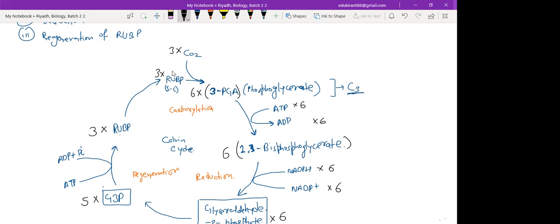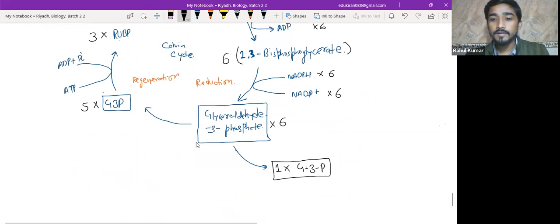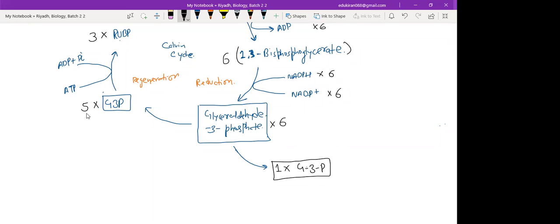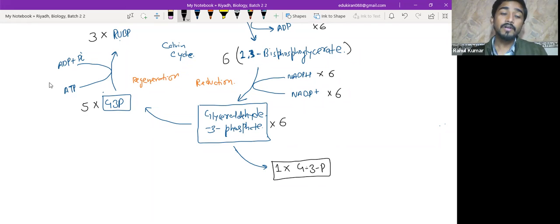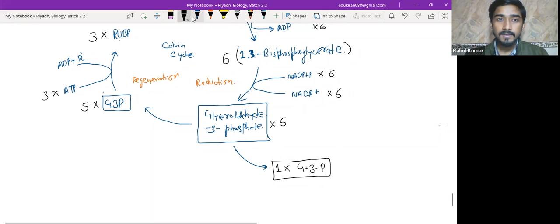So in each cycle, basically what we are doing is we are only allowing 3 carbon molecules to exit the cycle in the form of glyceraldehyde 3-phosphate, which is the final product of the Calvin cycle. Is it clear, everyone? Yes, sir. Now look here. If there are 5 molecules of G3P, we will not use 5 molecules here because of ATP, because this ATP is used to make RuBP, correct? And how many RuBPs are being made? 3. So there will be 3 molecules of ATP used.